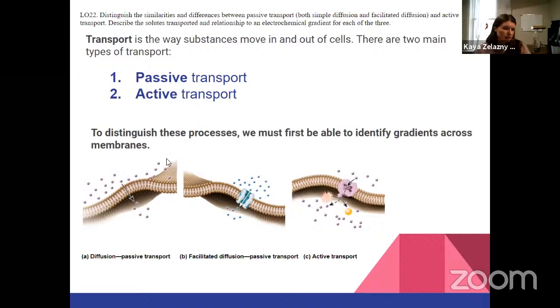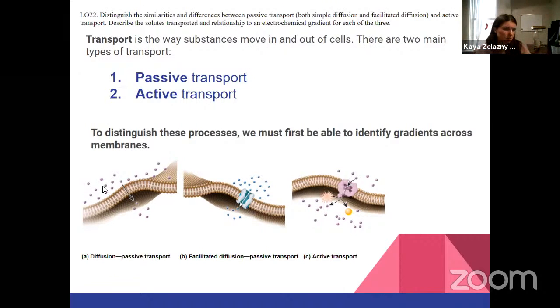So what a gradient is basically a difference in concentration across a membrane. So a difference in how tightly packed molecules are. So the first thing we want to do when we're trying to figure out passive versus active transport is look at our cell, look at our membrane. We want to basically count up how much of a molecule is on the outside of the cell versus how much is inside of the cell.